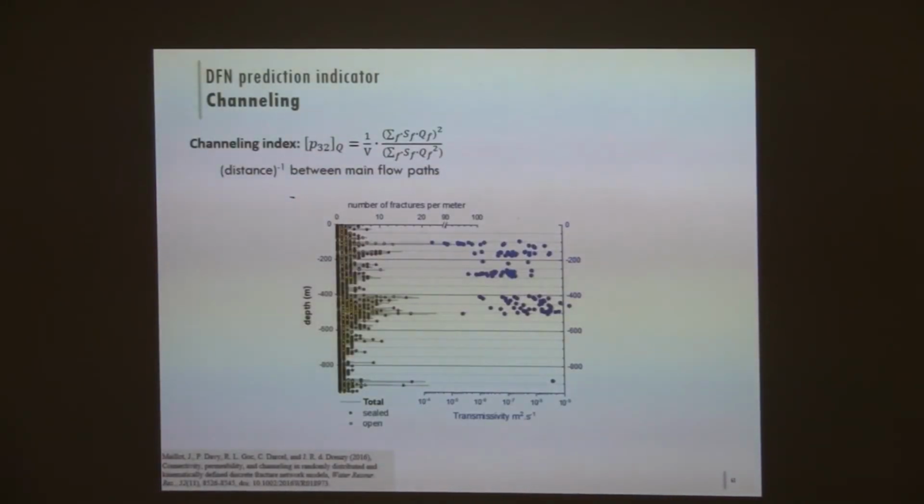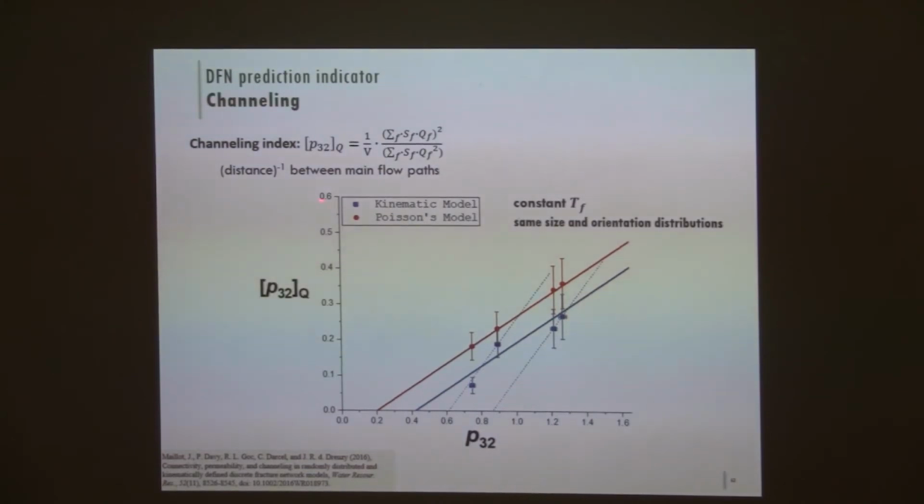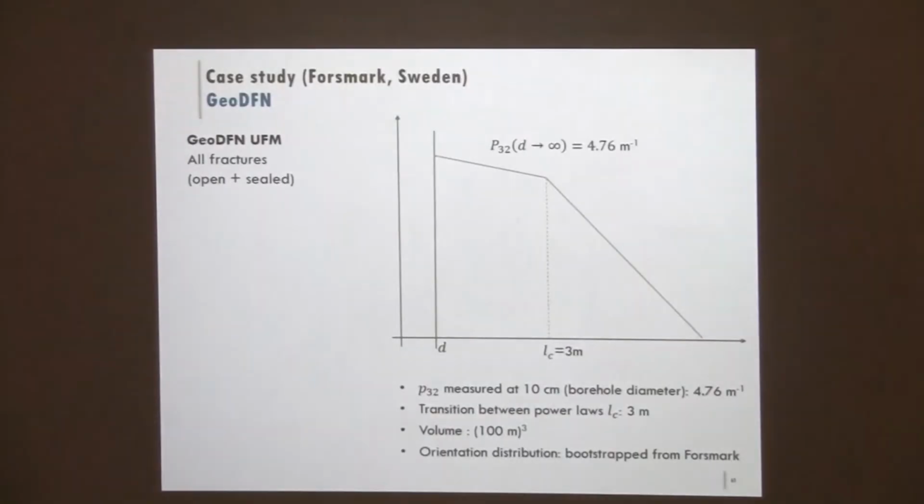Okay. So this channeling index, you see here you have the number of fractures per meter, and here you have some flow arrival, the transmissivity distribution. And so this is the measure between this and this, actually. So in modeling, if you plot the flow channeling indicator, which is the equivalent of a surface per unit volume, as a function of the total surface of fracture per unit volume, you see that for these two models, with the same value of transmissivity, same size, same orientation distribution, you have two different rules.